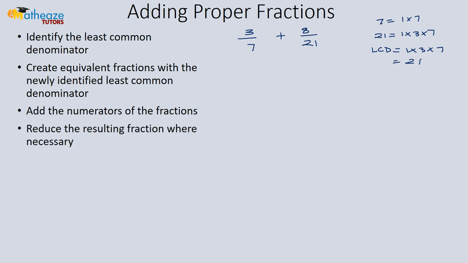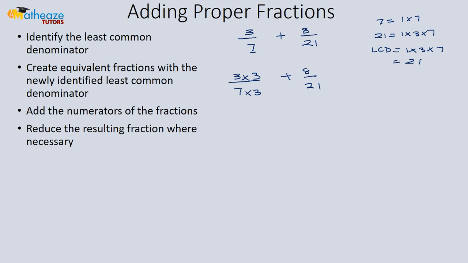Now the next step is to create equivalent fractions where necessary. So we can see 7 here multiplied by 3 will give us 21. So we have to multiply numerator and denominator by 3 so that we can have the equivalent fraction. So this is 3 times 3 over 7 times 3, and because we already have 21 here, we don't need to do anything here at this point.